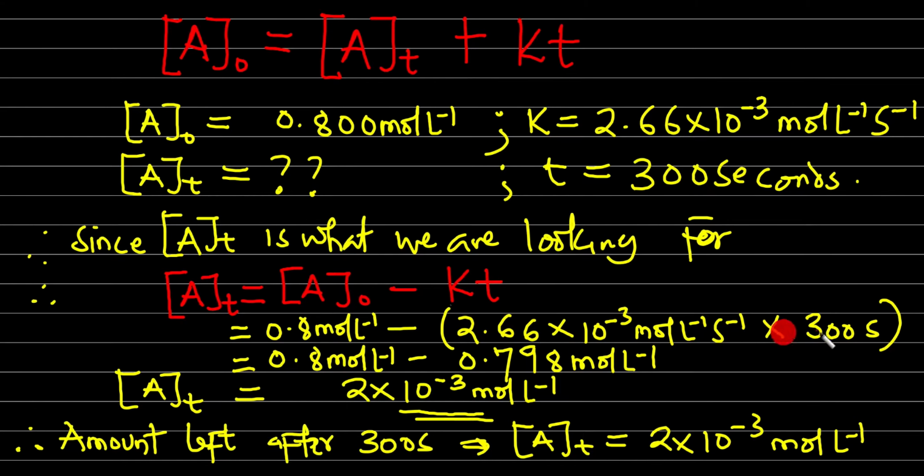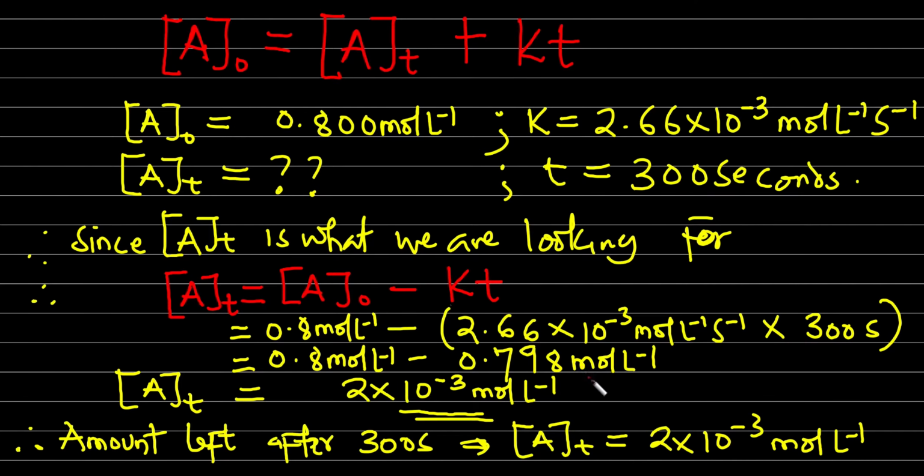If you evaluate this, you're going to get 0.798 mole per liter. When you subtract this 0.798 from 0.8, you're going to have 0.002. So when you put it in standard form, you have 2 times 10 raised to the power minus 3 mole per liter. So therefore, the final concentration corresponds to the amount that will be left after 300 seconds. So this becomes our final concentration.